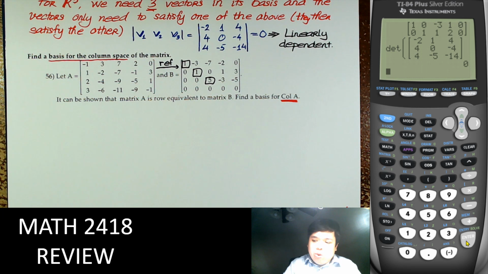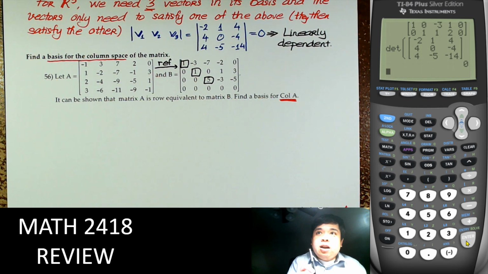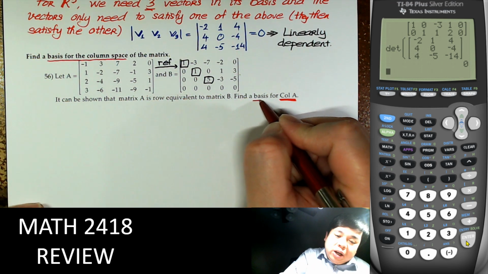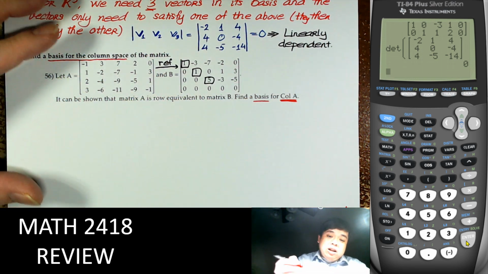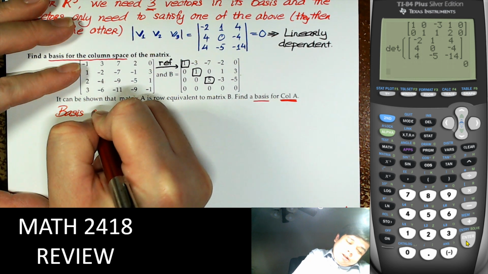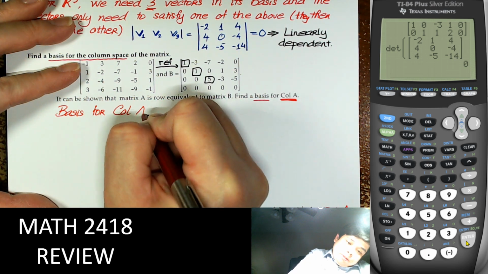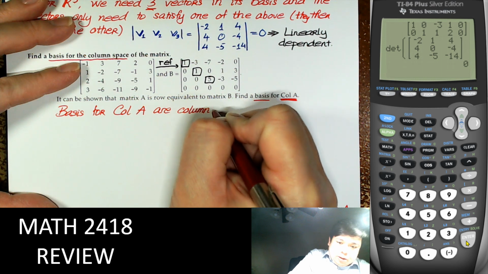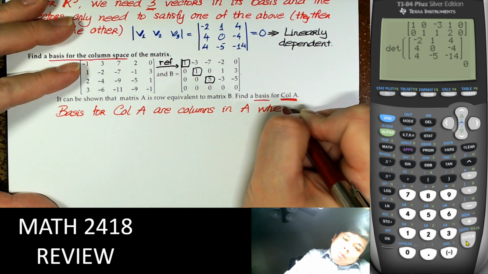So when we look at this, we see the pivots are in the first, second, and third columns. So the basis for the column space of A will consist of the vectors where the pivots are. So I will write here, basis for column space of A are the columns in A where the pivots are.